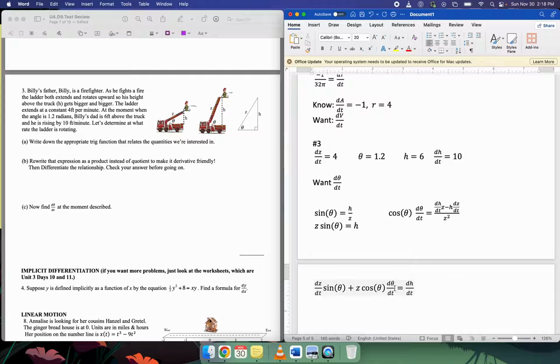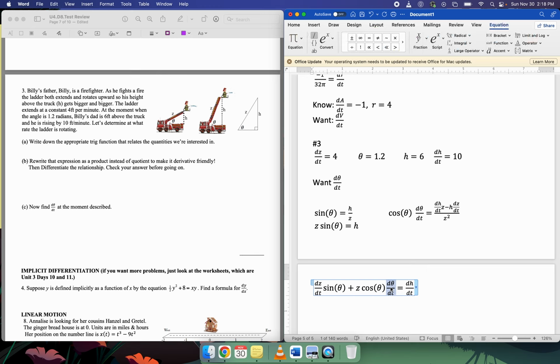Well, d theta dt is right here. There it is. Do we know everything else in this equation? Well, dz dt, yeah, we know what that is. That's 4. Sine theta, well, I actually know what theta is, so I can just plug in 1.2 for that, no problem. Plus z, do I know what z is? Oh, I actually don't. I don't know what z is at this moment.